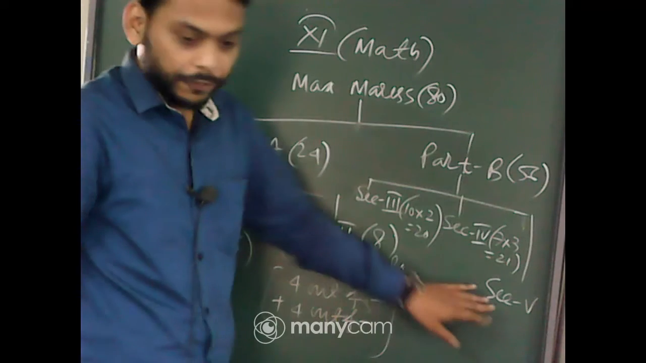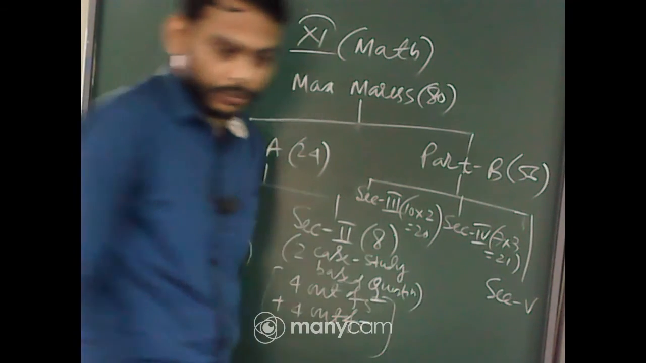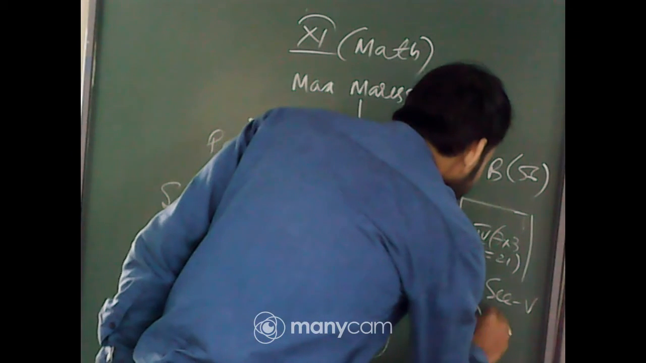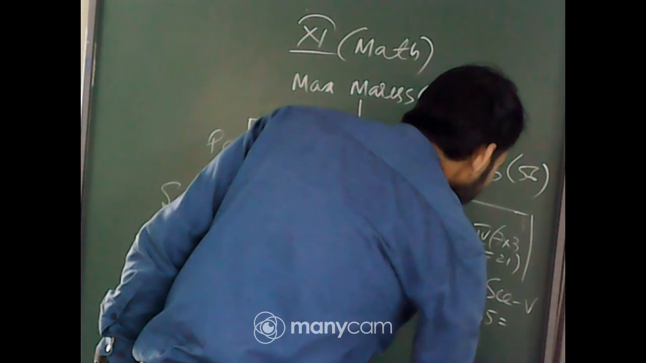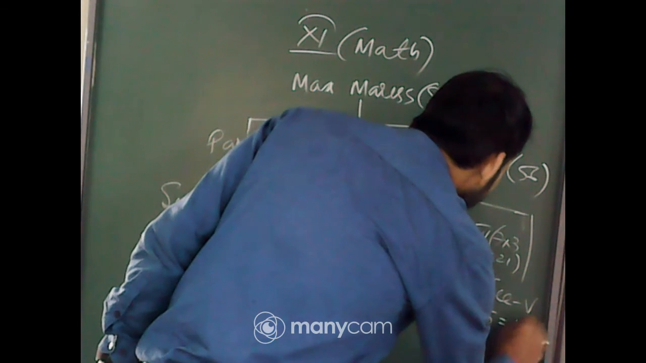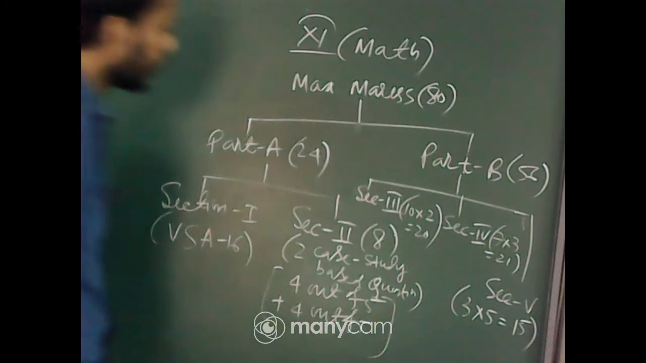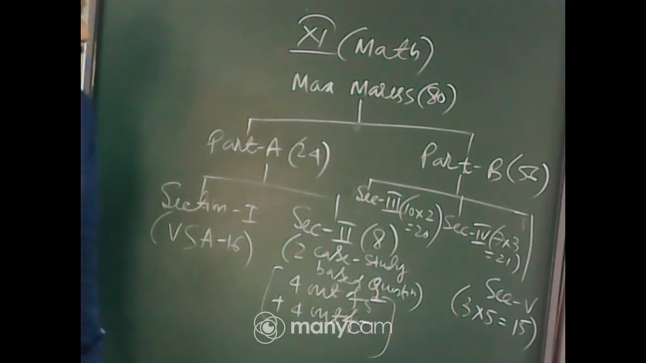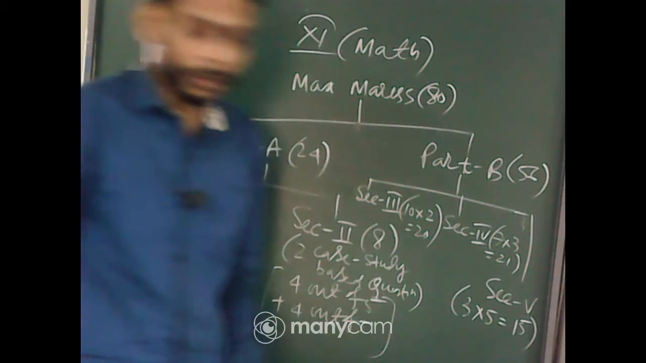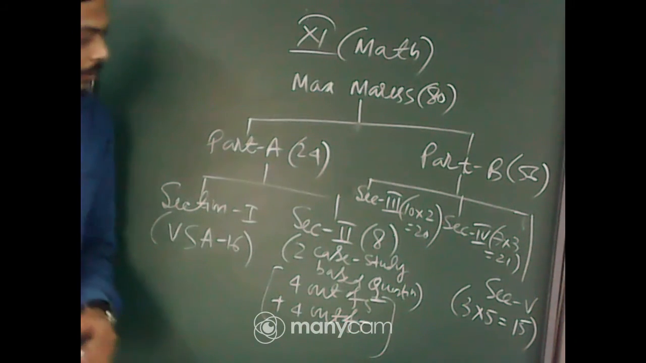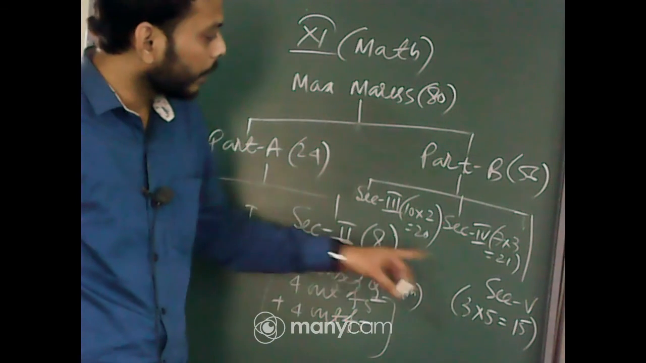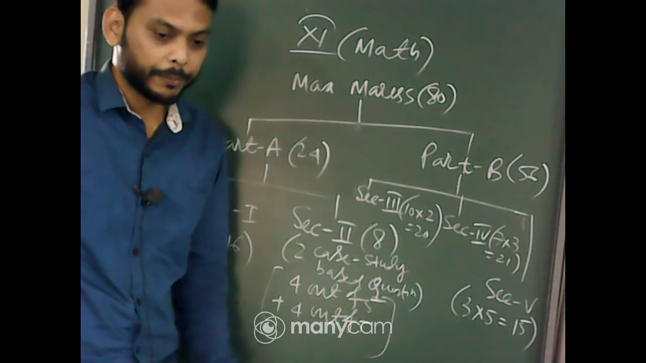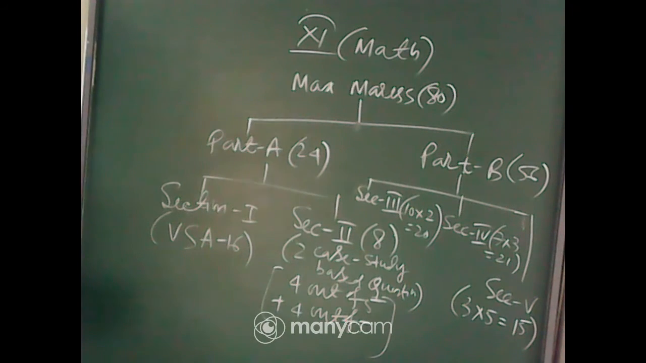And in section 5, 3 questions of 5 marks. So section 3, 10 questions of 2 marks. Section 4, 7 questions of 3 marks. Section 5, 3 questions of 5 marks each, total 15 marks. So 20 plus 21 plus 15, that is 56.